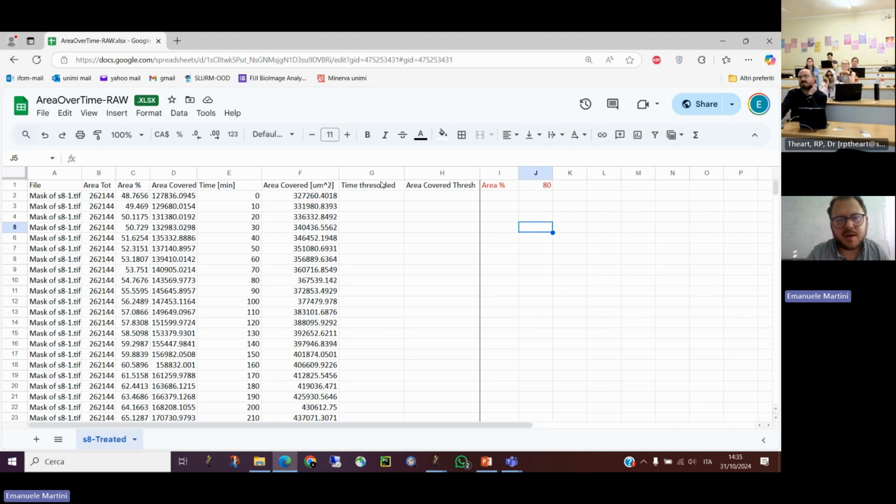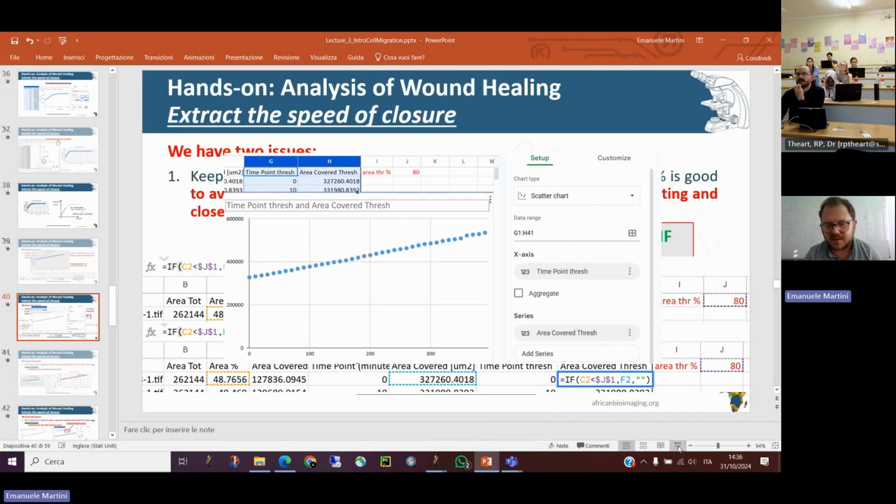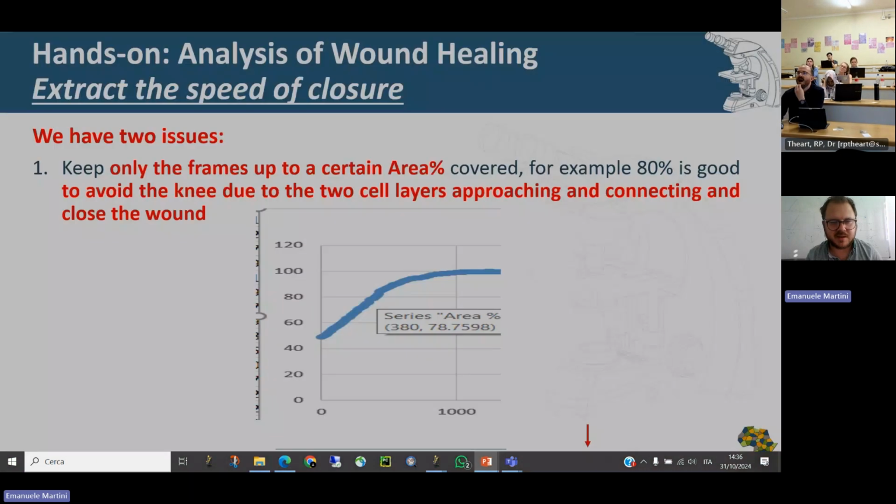Okay, so you create space to have the time points up to when there is the 80% of the area covered, and then you create a column to have the space to put the values up to when there is only 80% of the area percentage covered. Okay, so now it's a little bit more complicated, the formula, but it's still, I think, understandable. Let me go back to the presentation.